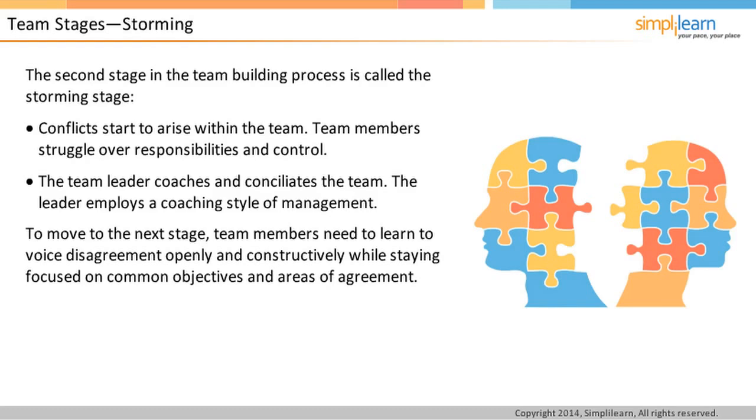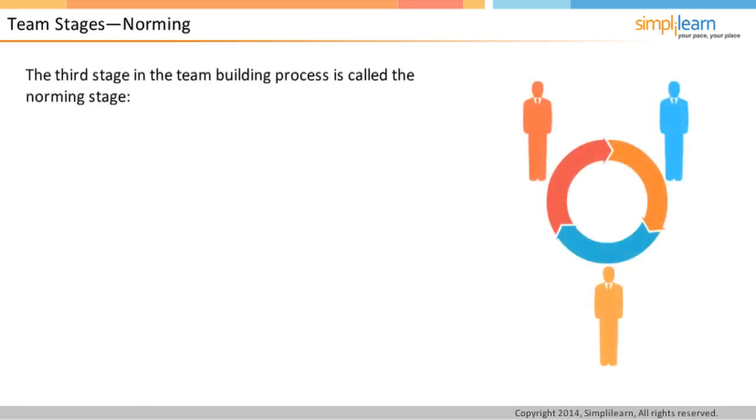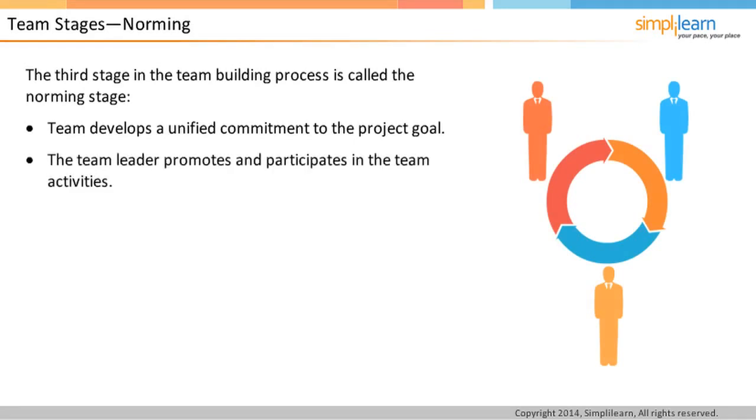The third stage in the team building process is called the norming stage. In this stage, people get along, and the team develops a unified commitment toward the project goal. The team leader promotes the team and participates in the team activities. Team members look to the leader to clarify their understanding as some leadership roles begin to shift within the lower rungs of the group.